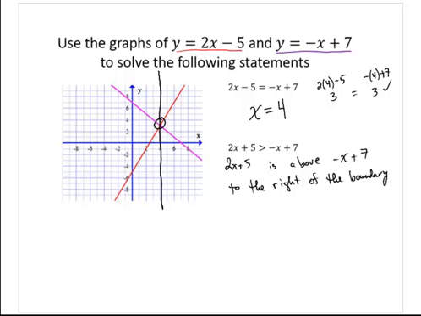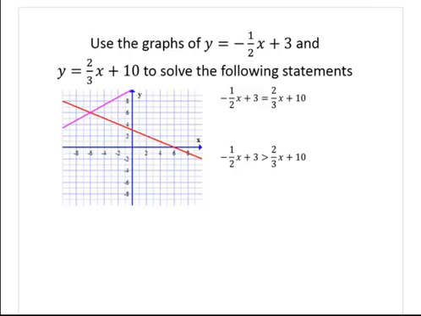Now the boundary is at x equals 4. So therefore, to the right of the boundary means x is greater than 4. And that is the solution of the inequality. Notice that it has that same boundary value, the 4. So the solution of the equation and the solution of the inequality are related. The solution for the equation will show up in the solution of the inequality. Let's see another example of that.